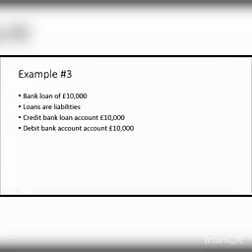Example 3. Bank loan of £10,000, $10,000, 10,000 euros, 1 million yen. It doesn't really matter. Bank loan of 10,000. Loans are liabilities. They are things that you owe. You owe the bank 10 grand. Credit the bank loan account, 10 grand. That's money that we owe. It's a liability, it's a credit.